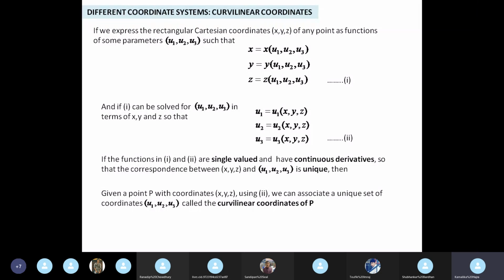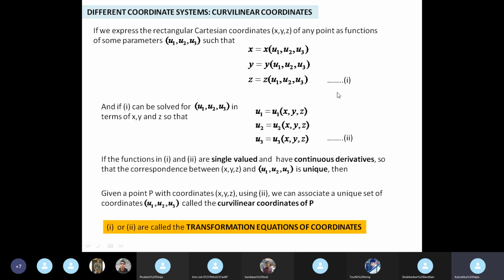Okay, so this is the mathematical definition, or in the language of mathematics, what is meant by curvilinear coordinates of a particular point P. If it has a set of Cartesian coordinates x, y, z, then if the conditions that I just stated in this slide are maintained, we can assign another unique set of coordinates u1, u2, u3 to the same point P, which is called the curvilinear coordinates of the point P. This equation 1 or equation 2 are called the transformation equations of the coordinates.